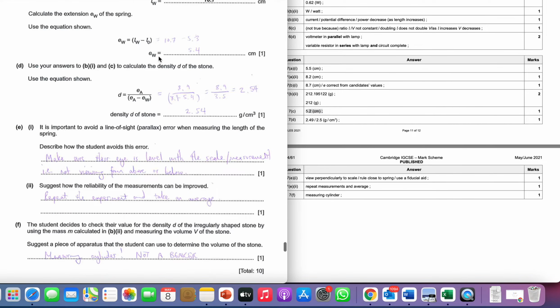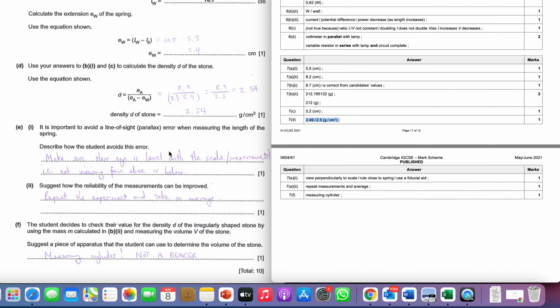We're going to use those now to calculate the density of the stone. We just use the equation that we're given. Okay, 8.9 divided by 8.9 minus 5.4, and we have a value of 2.54. Now notice here, there's no requirements on significant figures here, but I've stuck with 3 just because that's what they've asked for previously. In the answers, they'll allow both 3 or even 2 significant figures.